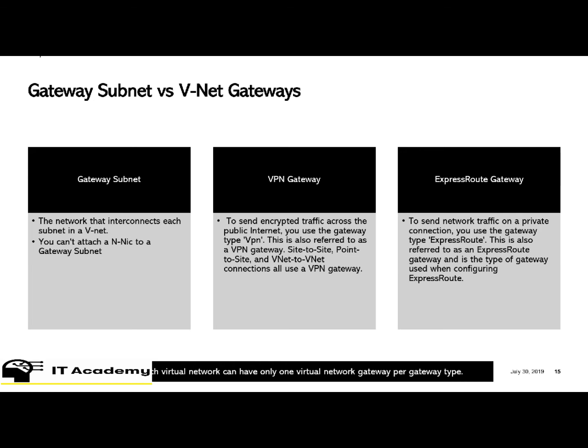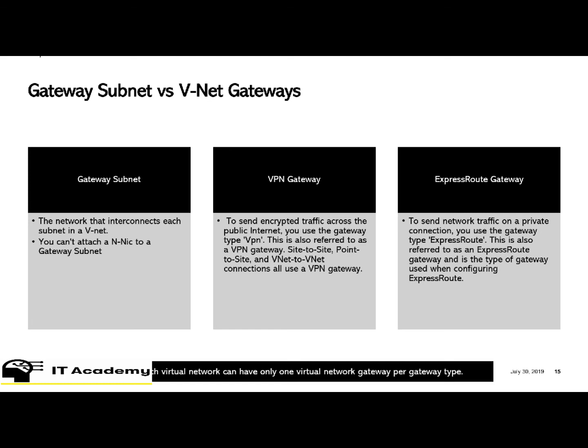I'd like to take this opportunity to provide a bit of disambiguation. There are three types of gateway resources we'll talk about when it comes to virtual networks. The first one is a gateway subnet. Think of the gateway subnet as being the interconnect between multiple subnets in the same virtual network. Remember, you can't attach a virtual network card directly to a gateway subnet. You can only attach it to an actual subnet.